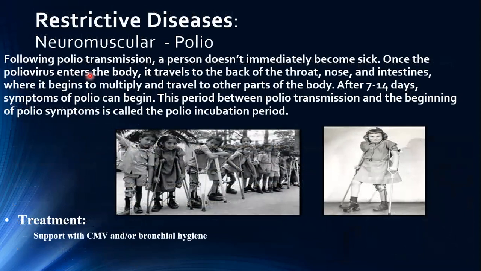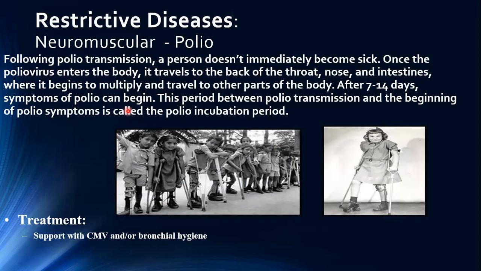All right. Continuing with polio transmission, a person doesn't immediately become sick. Once the polio virus enters the body, it travels to the back of the throat, nose, and the intestines where it begins to multiply and travel to other parts of the body. After 7 to 14 days, symptoms of polio begin, just like coronavirus. You can catch coronavirus and not have any symptoms, if you have them at all, until 14 days. Imagine the people you come in contact with in 14 days that you wouldn't have if you knew you were sick, right? That's why coronavirus is so much more deadly than the flu, because of the incubation period.